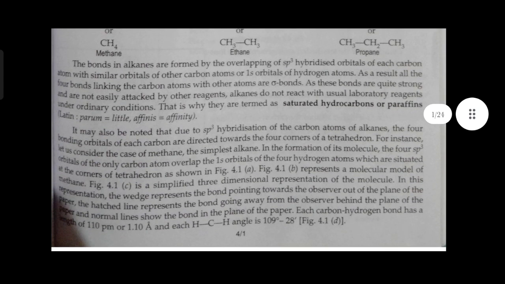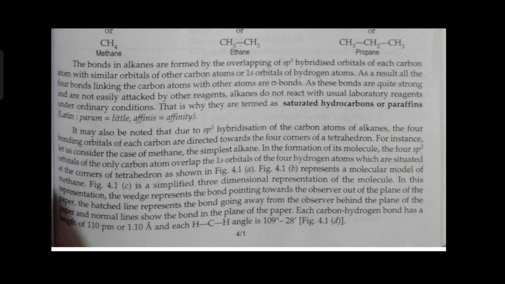It may also be noted that due to sp3 hybridization of the carbon atoms of alkanes, the four bonding orbitals of each carbon are directed towards the four corners of a tetrahedron. For instance, let us consider the case of methane, the simplest alkane. In the formation of its molecule, the four sp3 orbitals of the only carbon atom overlap the 1s orbitals of the four hydrogen atoms, which are situated at the corners of a tetrahedron. It is a simplified three-dimensional representation of the molecule.